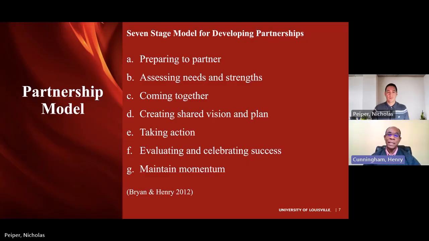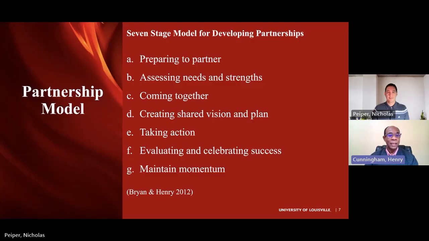Once you have your plan implemented, the next stage is to evaluate this work. How are we progressing? Are we on track? Do we need to revise and pivot because of circumstances that may have changed? So you need to spend some time to evaluate the partnership and the project before you continue. And whatever successes you have, you want to celebrate those successes.